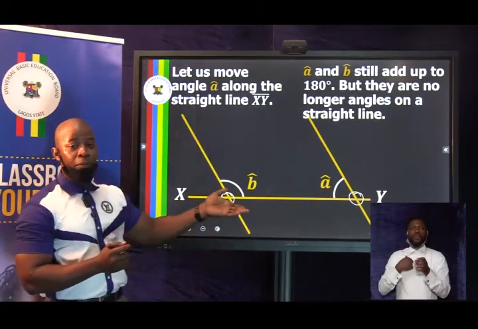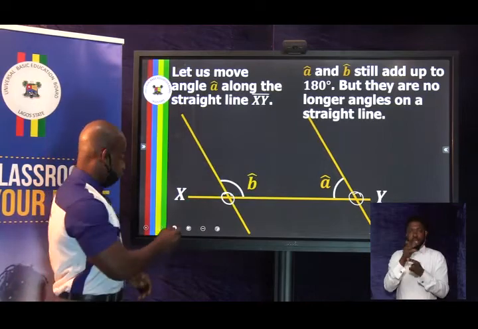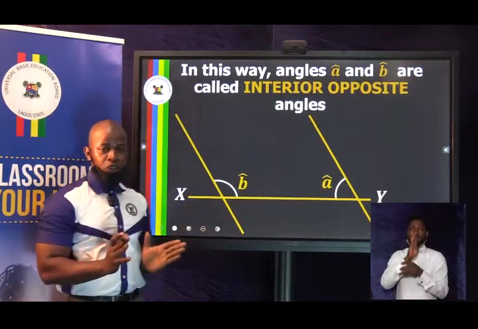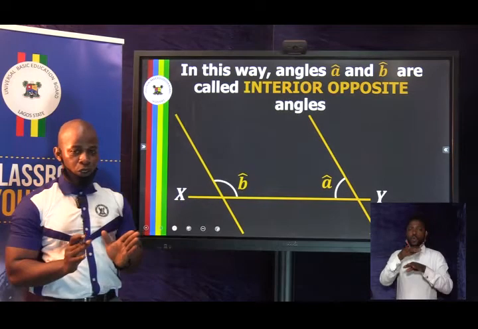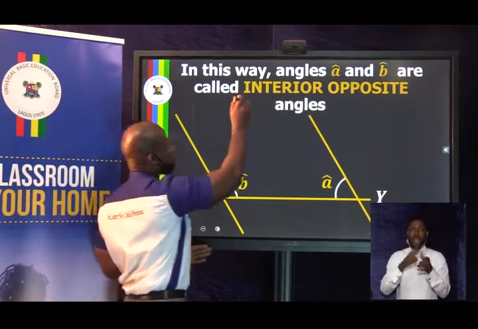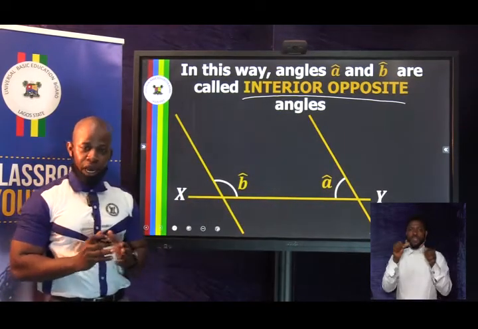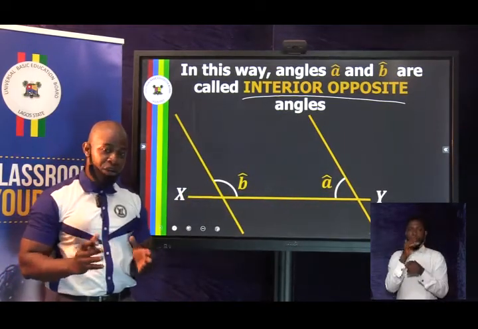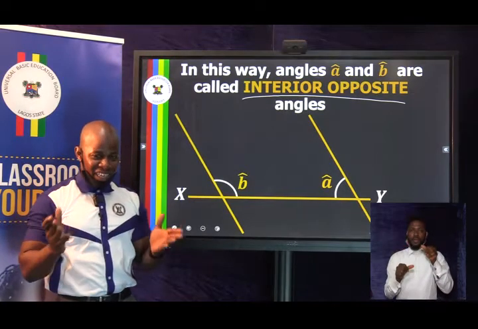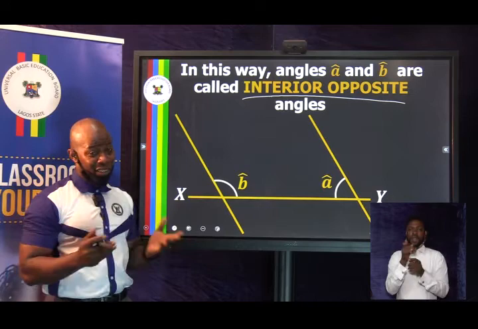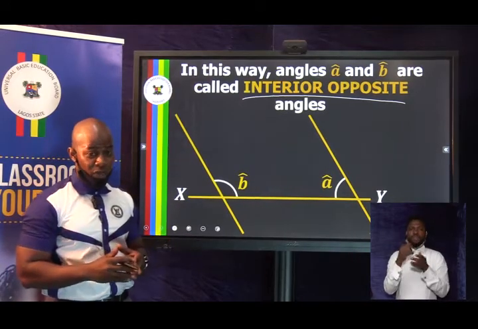So what do we call A and B the way they are right now? The way A and B are positioned, we don't call them angles on a straight line. Rather, we call them interior opposite angles. Say that with me: interior opposite angles. Interior opposite angles.